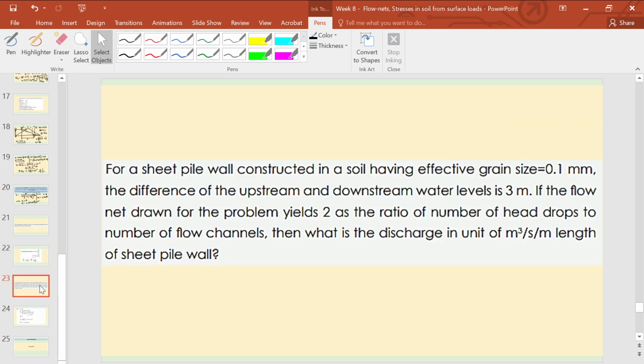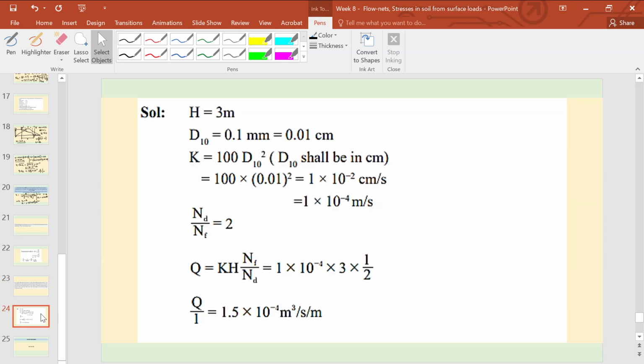The last question. Have you solved this? 1.5 into 10 power minus 4. Yes, very good. So you have used this formula for finding out the value of k, k equals 100 into d10 square. The value of k was not given. Sometimes people ask how you can find it out. And nf by nd was given in reverse order, nd by nf was given 2. Transform it, numerator and denominator, k 100 into d10 square, h is 3. So this is the value.